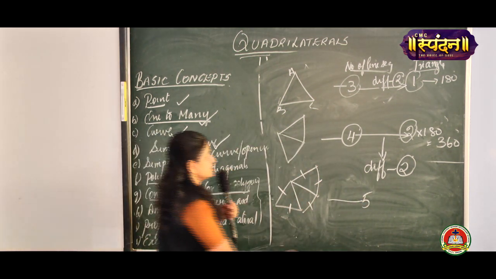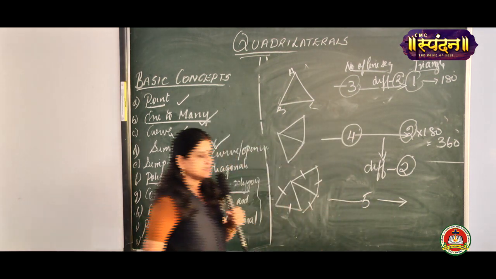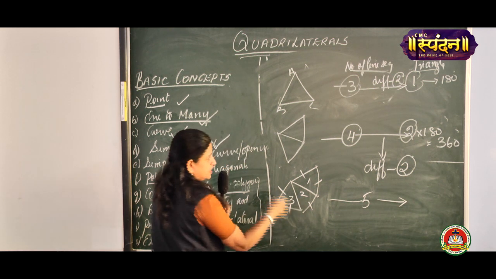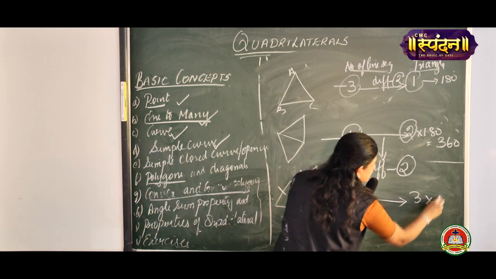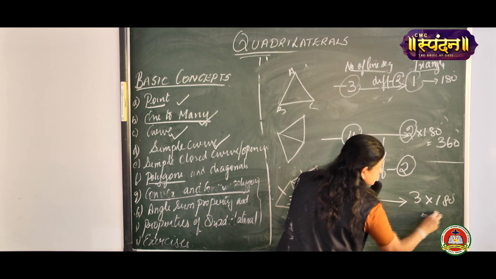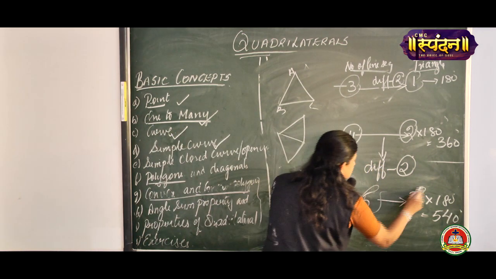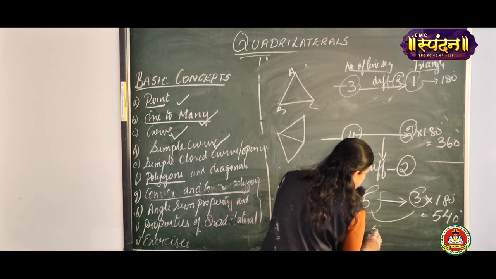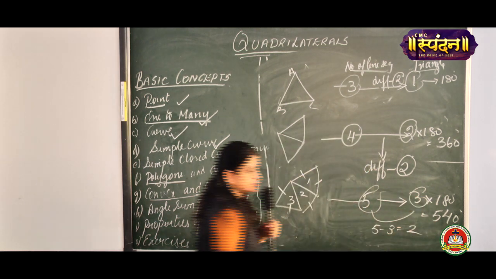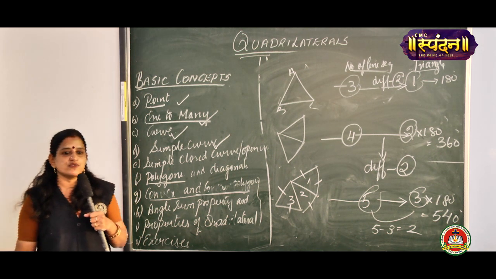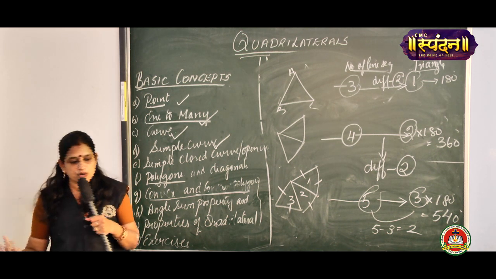If there are 5 line segments in a pentagon, how many triangles are there? Can I count the number of triangles? 1, 2, 3. So, the angle sum will be 3 into 180, which is equal to 540 degrees. Can you find the difference of 5 and 3 now? 5 minus 3 is equal to 2. So, can I derive the formula now? What is the formula for finding the angle sum of any polygon?